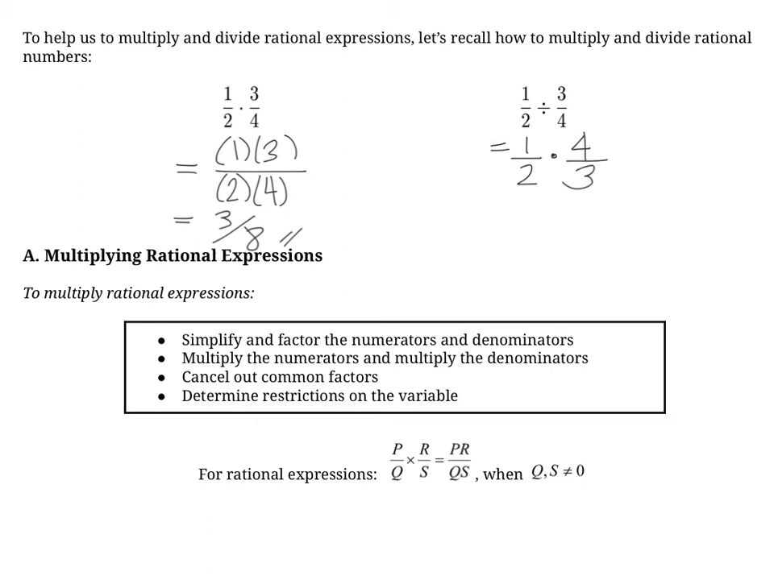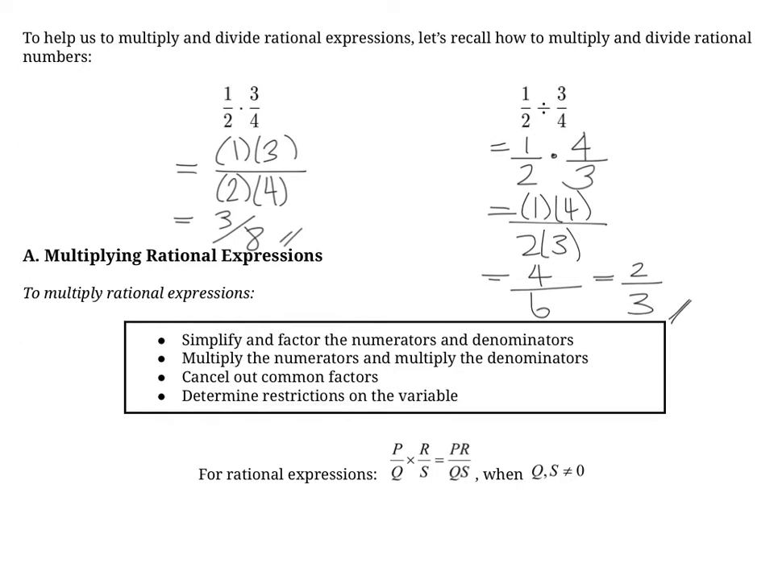And now we're going to do exactly what we did in the previous example. We're going to multiply the numerator, multiply the denominator, and we're done. So we have 1 times 4 on the numerator, 2 times 3 in the denominator, which will be left with 4 over 6. And then we can simplify that to 2 over 3.